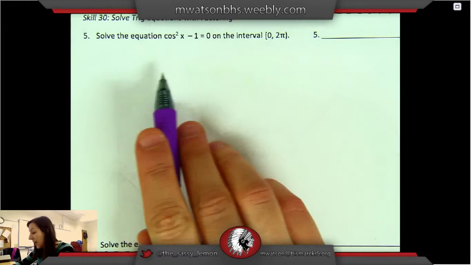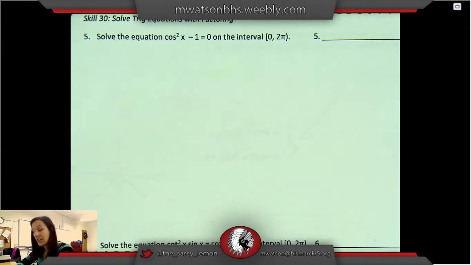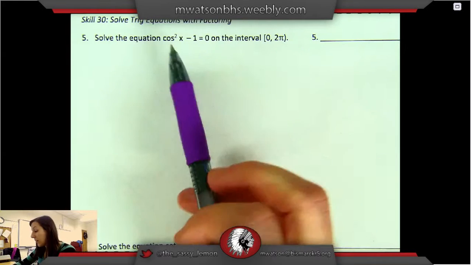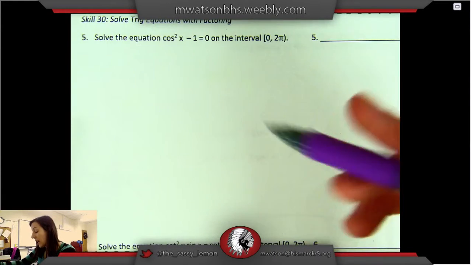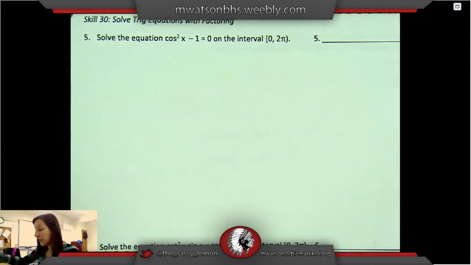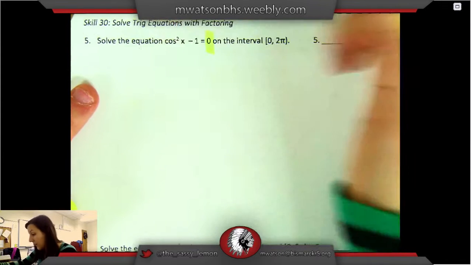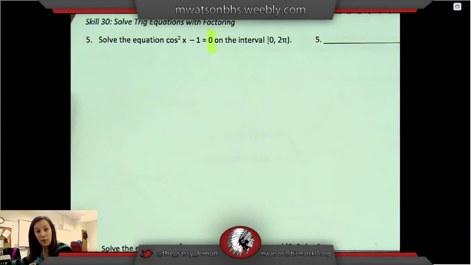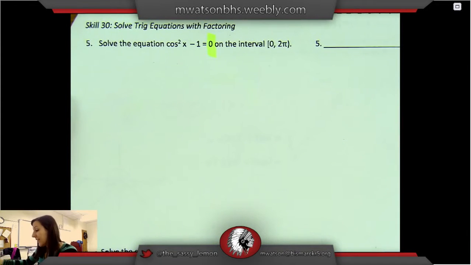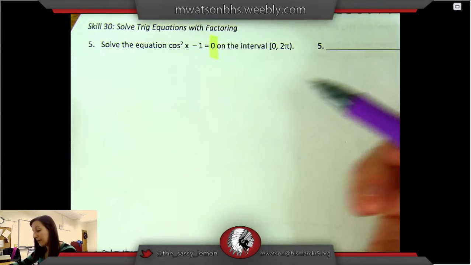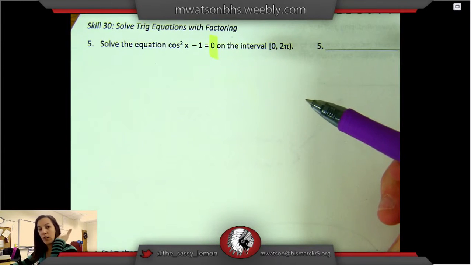Alright, so now we're on to solving trig equations with factoring. So when you're looking at this first equation, I've got to make sure that it's set equal to 0, which it is. So then I can start thinking about factoring methods. Since this is a binomial, the only options we have are GCF or DOPS, difference of perfect squares.